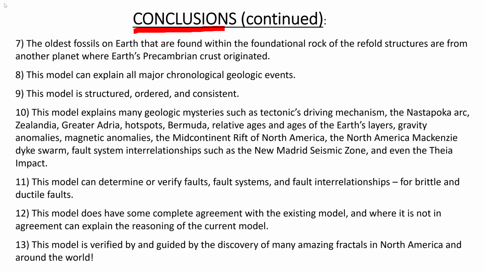All right, conclusions continued. Number seven. The oldest fossils on Earth that are found within the foundational rock of the refold structures are from another planet where Earth's Precambrian crust originated. Number eight. This model can explain all major chronological geologic events. Number nine. This model is structured, ordered, and consistent.